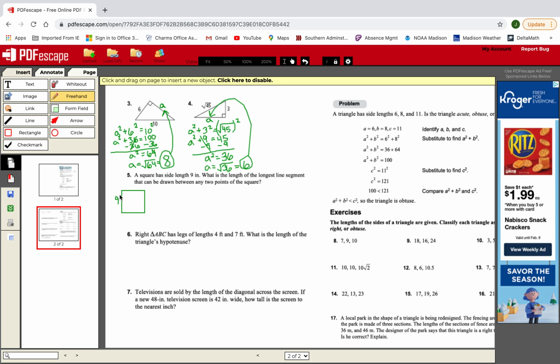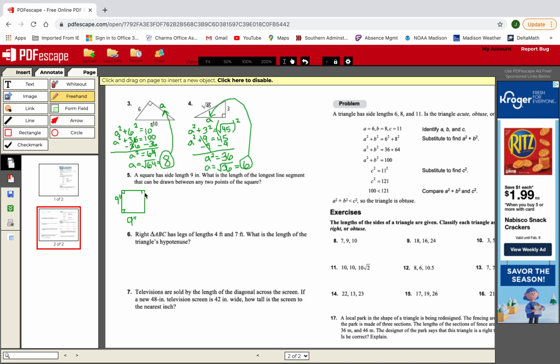I'm going to put the little 2 tick marks there to show this is inches. Every one of these sides is 9 because this is a square. 9 inches here. And I can also show that all 4 of my angles are right angles.